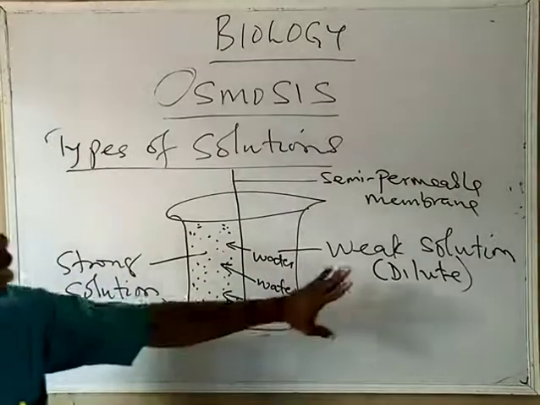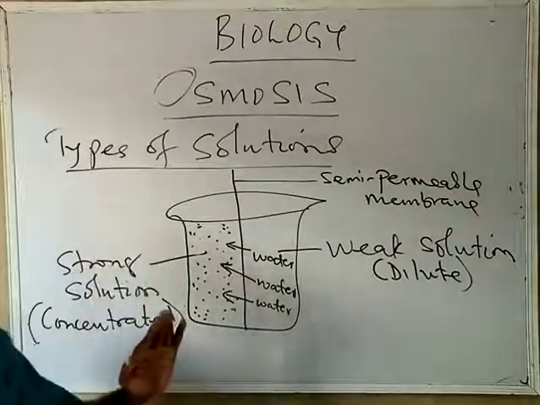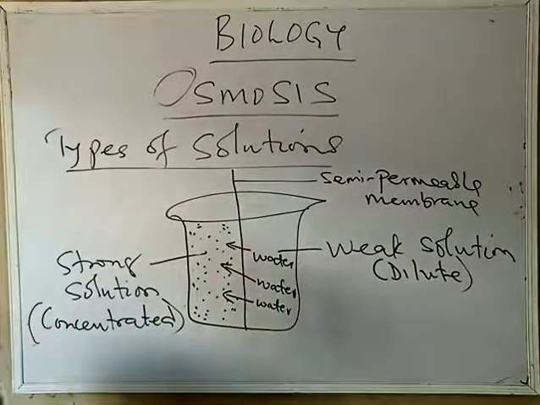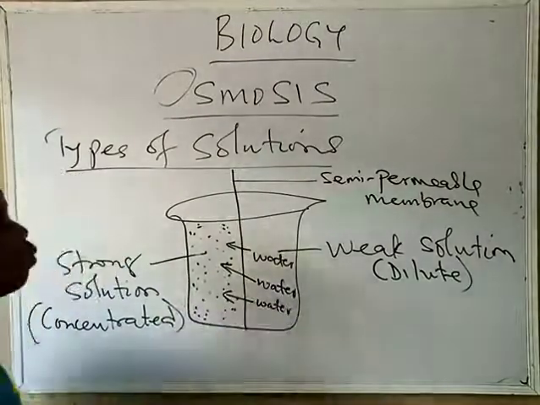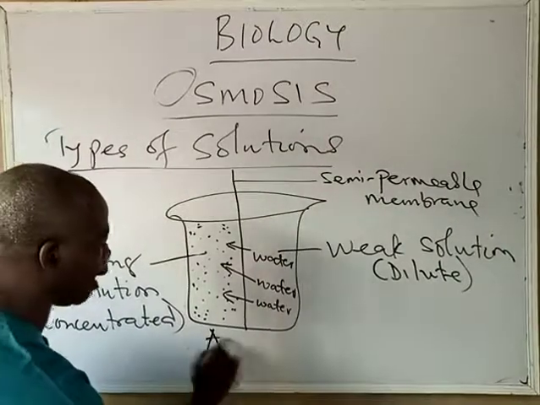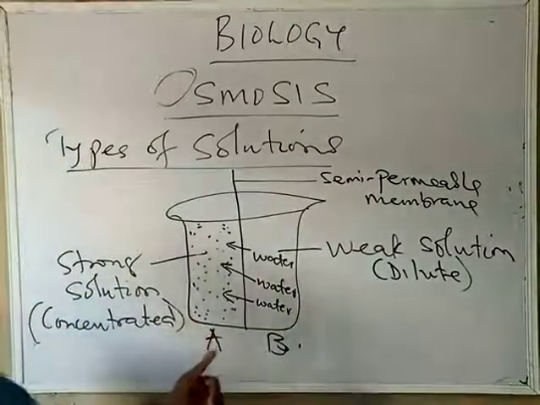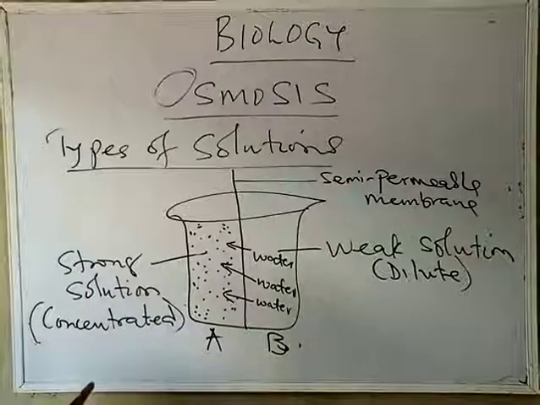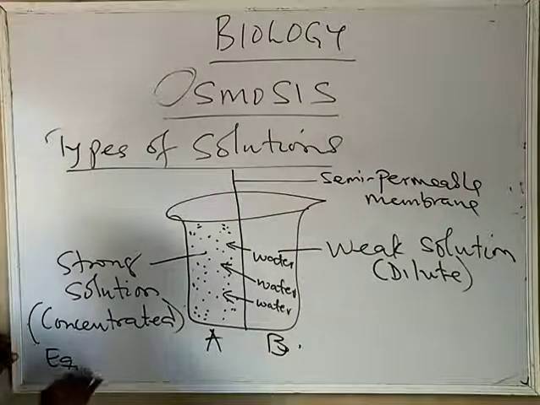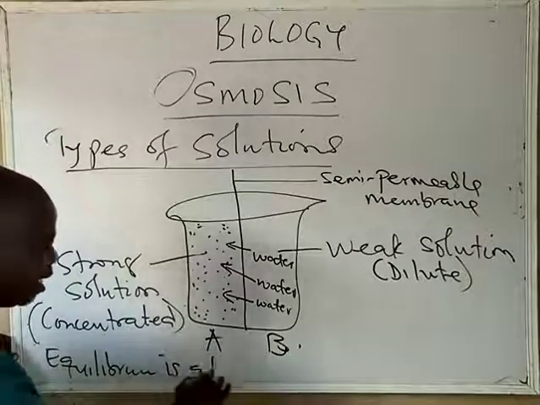And this movement will continue until there's equal concentration of water molecules on both sides, A and B. So that is when we say equilibrium is attained. Equilibrium is attained.